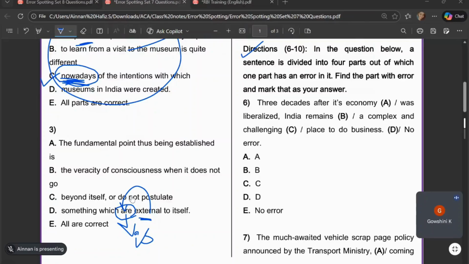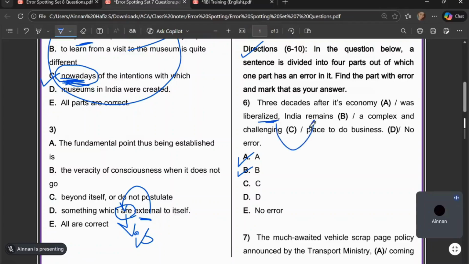Ma'am, B. B for ball. What is the error there? It was liberalized, but India remained. Okay, perfect. There are two errors here. One is in sentence A and one in sentence B. Sentence B, just like one of your classmates told you, it's liberalized, which means it is in past tense. So your entire sentence should be in past tense. So "India remains" turns into "India remained a complex and challenging place to do business." That's the first error.